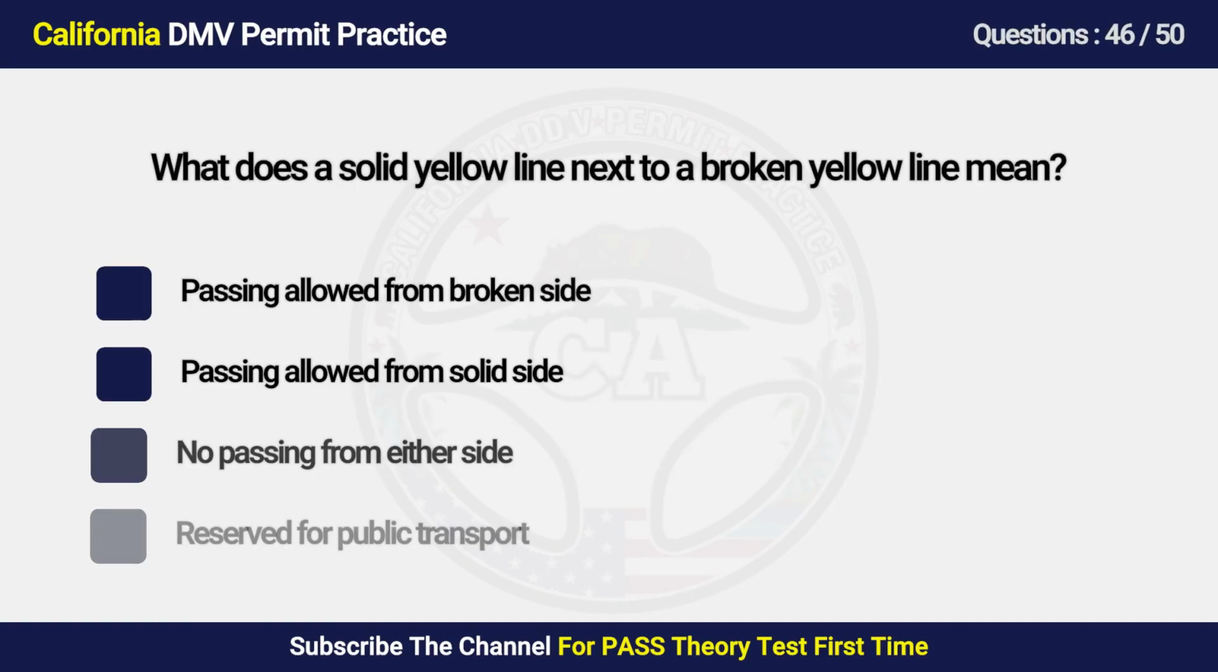Question 46. What does a solid yellow line next to a broken yellow line mean? A. Passing allowed from broken side. B. Passing allowed from solid side. C. No passing from either side. D. Reserved for public transport.